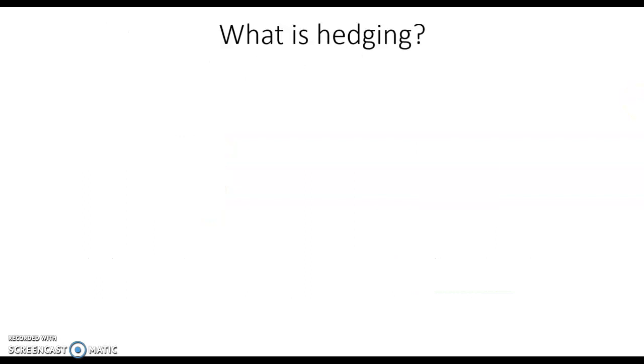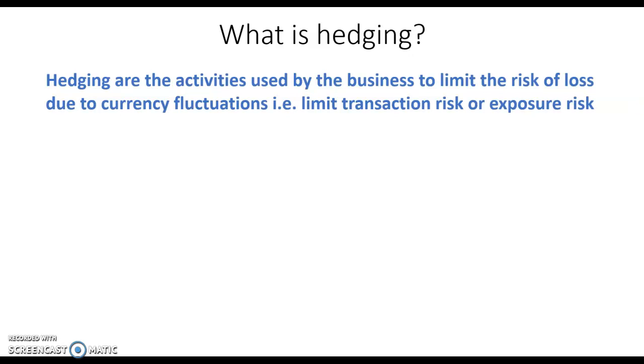So what is hedging? Hedging are a set of processes or activities used by the business to limit the risk of loss due to currency fluctuations. So it's all about limiting transaction or exposure risk. There are two ways we can do this. The first one is natural hedging.